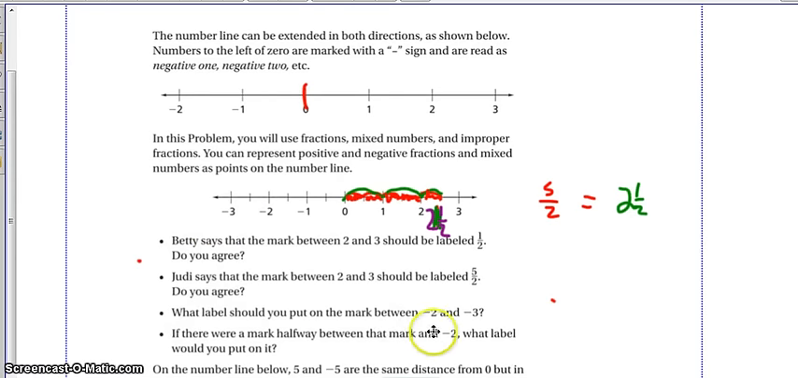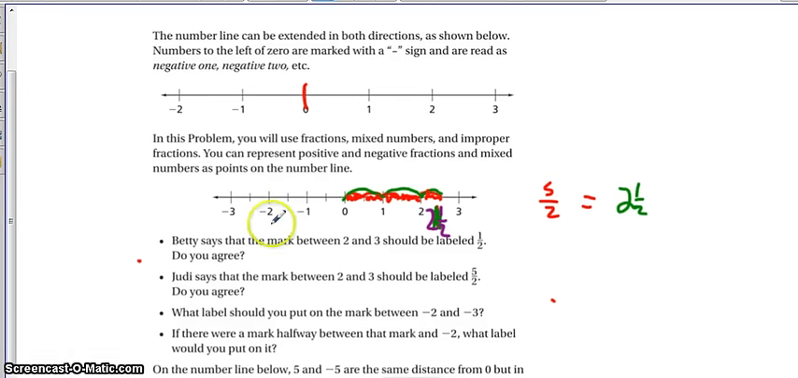What label would you put on the mark between -2 and -3? Well, this one is pretty simple. If we would put 2.5 on the line between 2 and 3 on the positive side, then over here on the negative side, we should put -2.5. Okay, so it's the mirror image, only it's negative. Again, they are opposites. Opposite meaning that they're the same distance from 0, but they're on the opposite end of the world from each other.